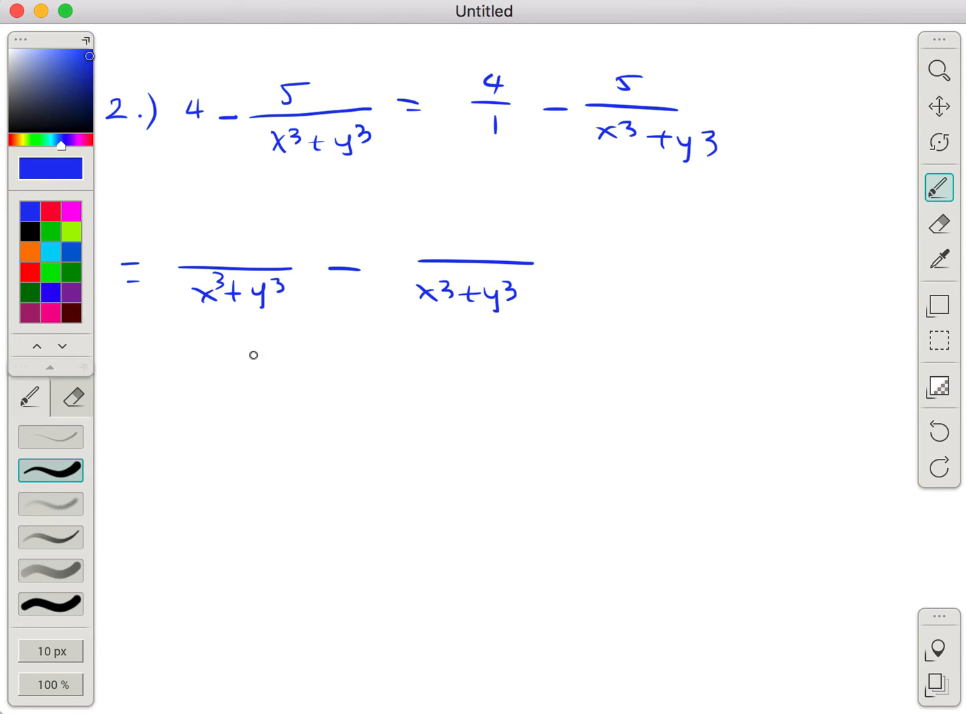Sabi natin, gusto natin yung denominator ng dalawang expression na to ay maging x cubed plus y cubed, but then again, this one has already that denominator, so lalagay na natin yung 5. Hindi natin siya papalitan kasi nandito siya. And then, yung 4 over 1, so paano yun? We divide this by the denominator, so x cubed plus y cubed divided by 1 is equal to x cubed plus y cubed, and then times 4. No?